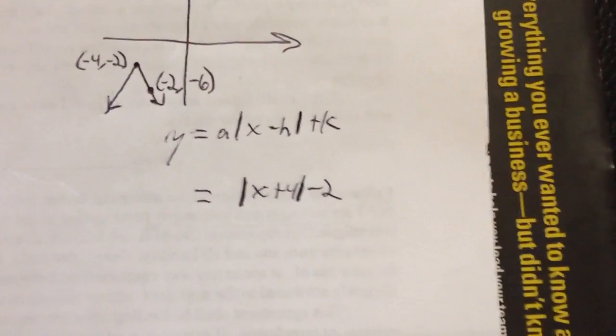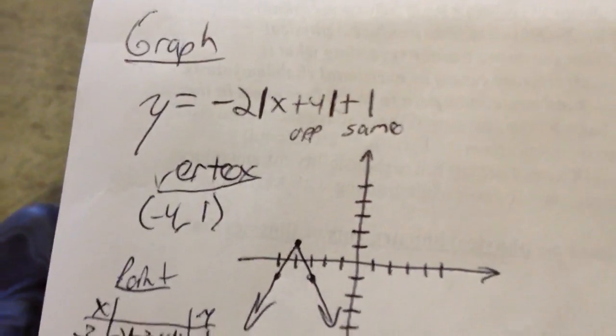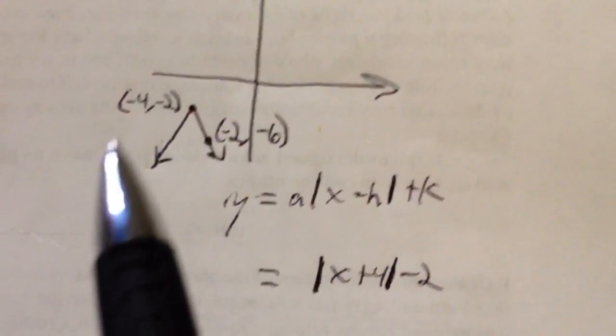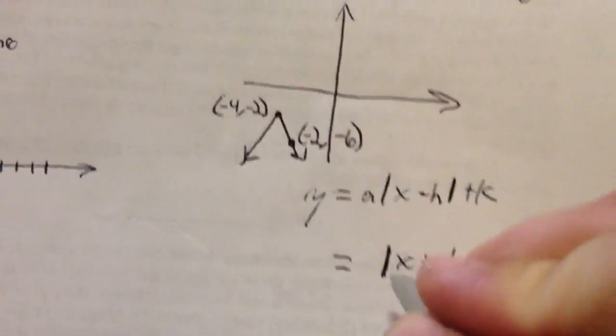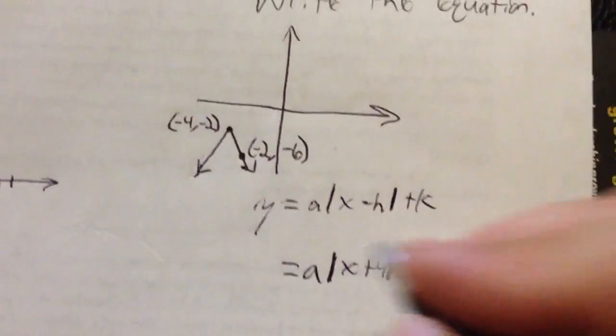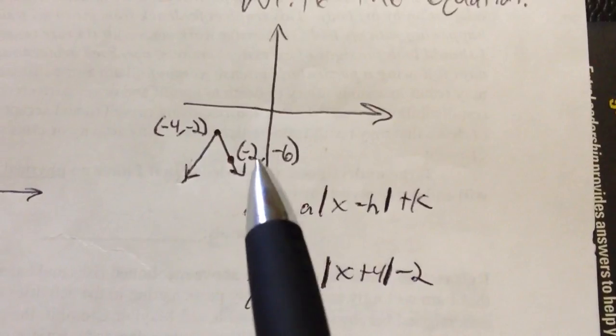So just like we did when we did the opposite same technique for finding our vertex from the function, we do the opposite same technique to get our vertex back into the function. The next thing we've got to find is this a value out in front. To find this a value out in front, I need to plug in my other point.